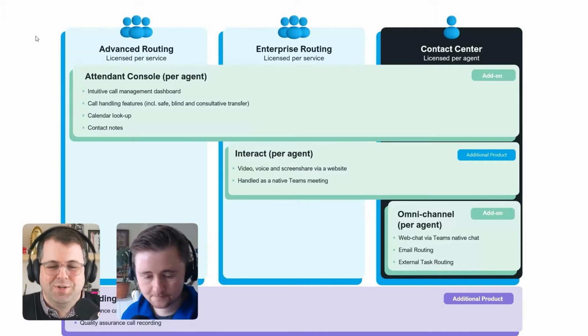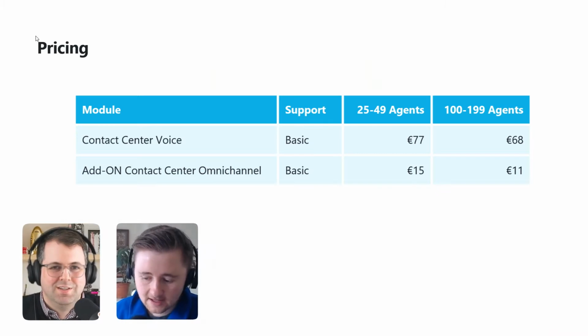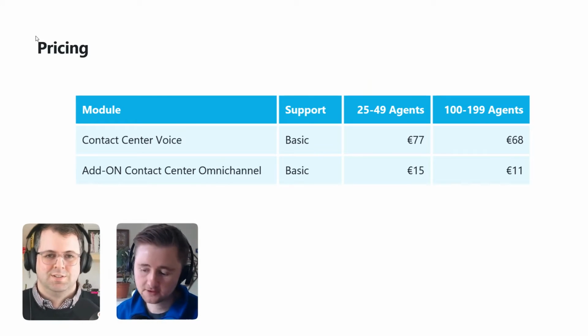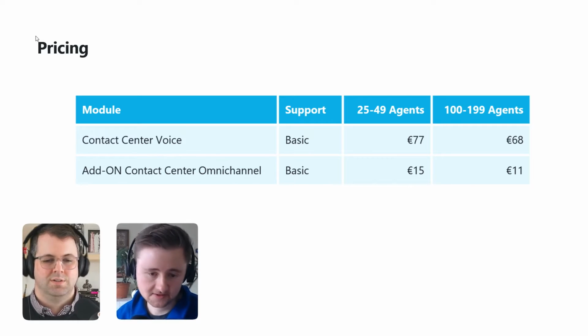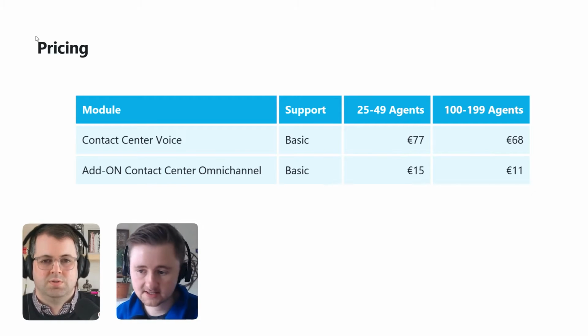So let's ask the question everybody wants to know. Pricing, Ollie. What's the story here? Again, as with our other modules, we like to build economies of scale into our pricing structure. So we have different volume bandings. So if you have 25 to 49 licenses, for example, then it's €77 for the voice license. And then you can add contact center on per user for €15 a month.